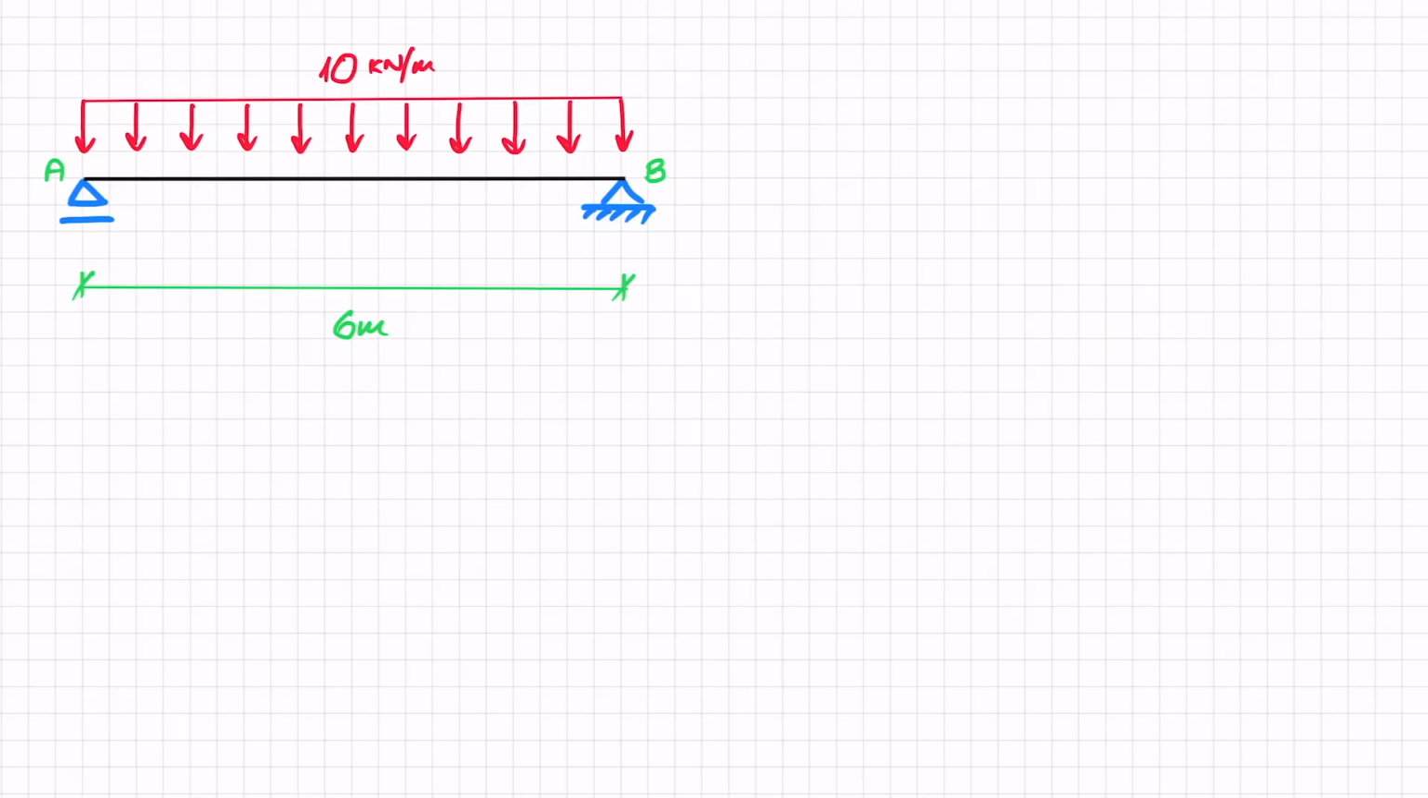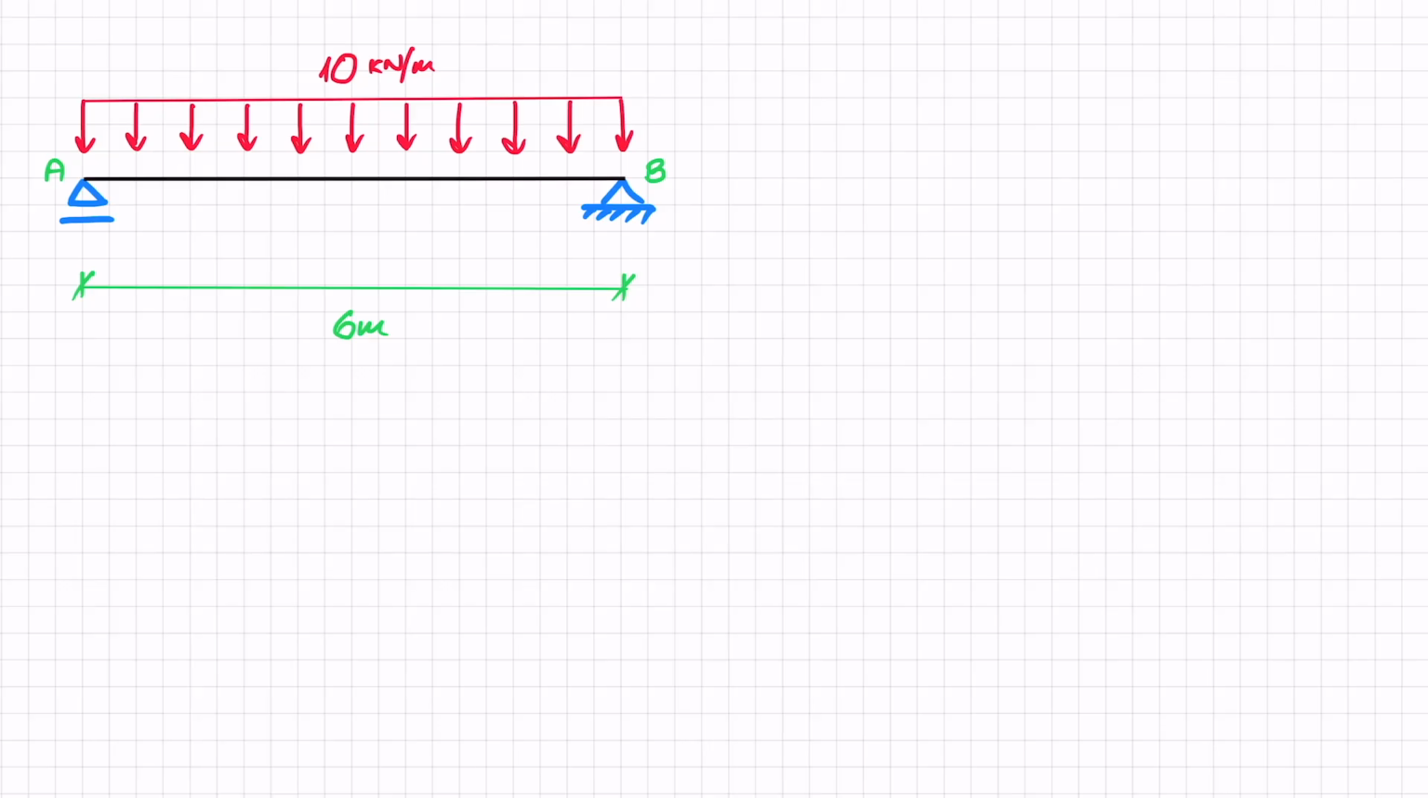Let's get to it. To start off, as I said, we're going to look at a simply supported beam, which you can see here, with a uniformly distributed load. That means it's a constant 10 kilonewtons per meter in this case. The first thing that I want to do is to draw a free body diagram.